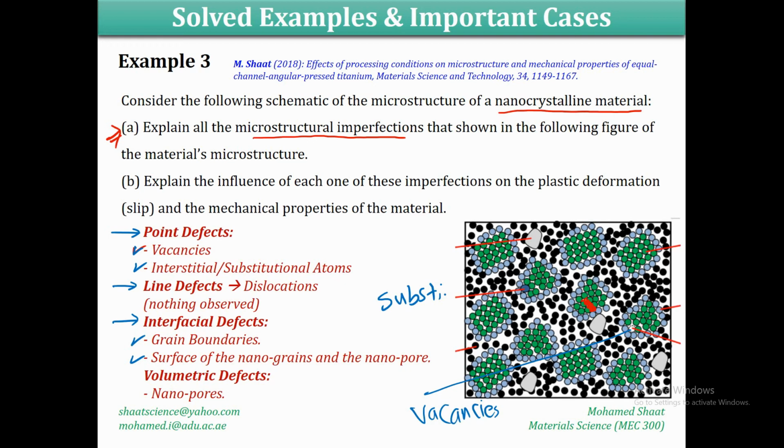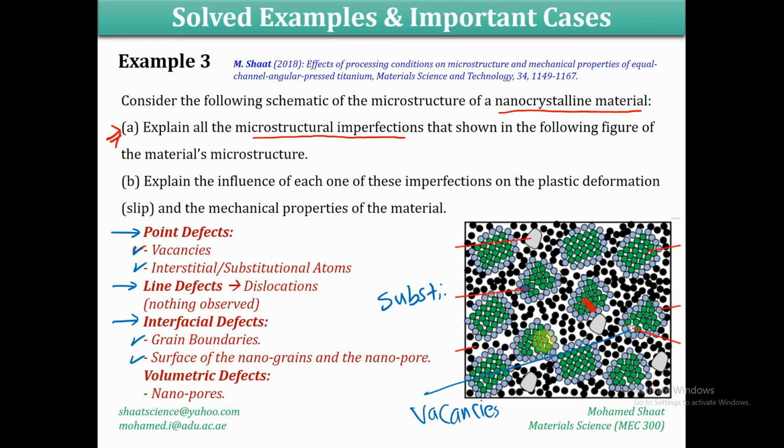But for a nanocrystalline material, since the grain size is too small, the grain boundary could take 50% of the material microstructure. So it is a big deal, and it is one of the defects that would be found inside the material microstructure. Another defect, an interfacial defect, is the surface of the nanograin.